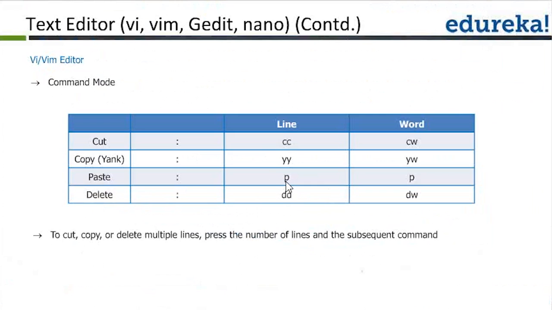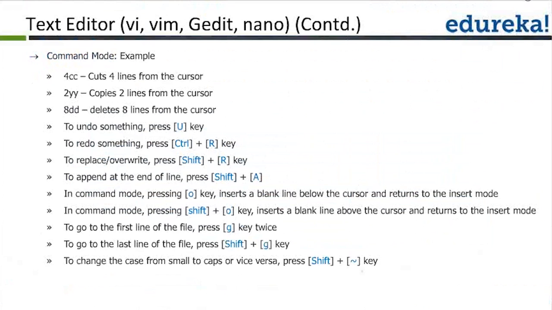Paste always works. So here YY stands for copying a line, yanking. So if you do 4YY, 4 lines will get copied. The next time you press P, it will paste all the 4 lines. Make sure that you move the cursor wherever you want to paste the lines. So you can follow this 4CC, 2YY. You can practice all this.